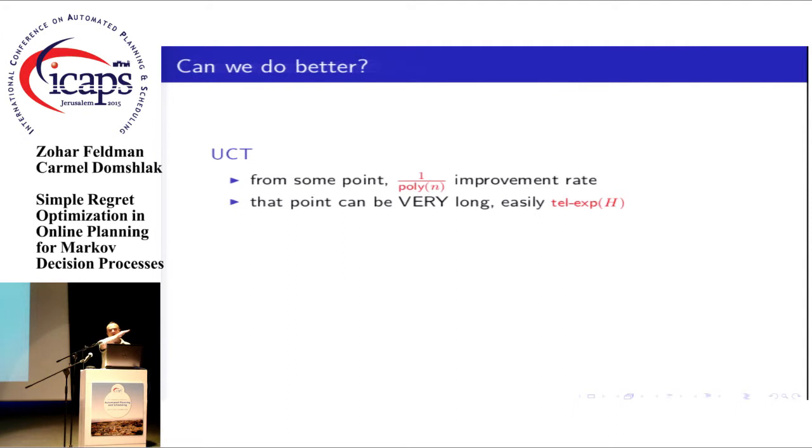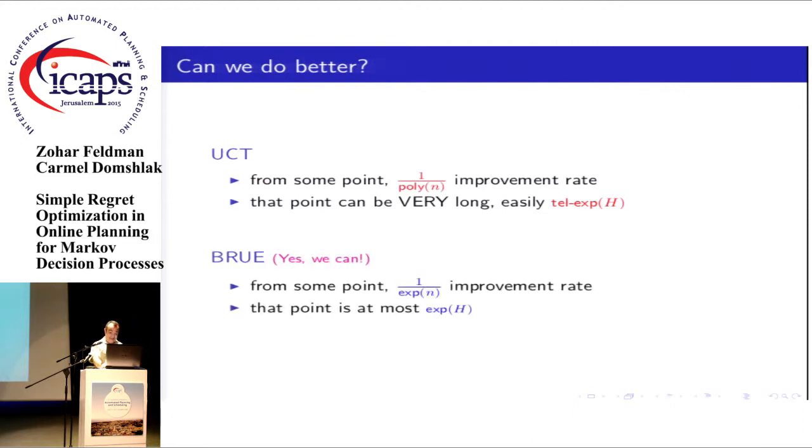Again, UCT from some point on guarantees polynomial rate convergence, and this point in time can happen only very, very deep in planning space-time. The answer is yes, and that is the thing because of which you may consider reading the paper. The algorithm that I will explain in a moment, called BRUE, guarantees from some point exponential rate convergence, and that point from which it starts providing this guarantee happens after only an exponential in time horizon number of steps. You cannot do better. There is a lower bound for that coming from the work on sparse sampling.